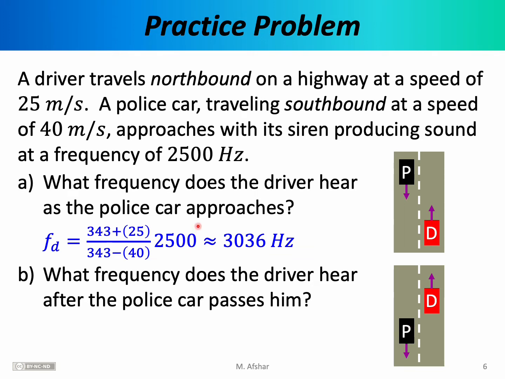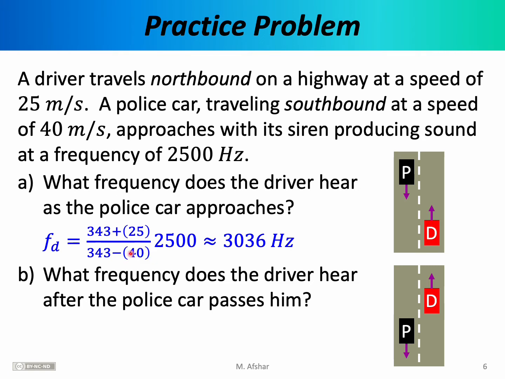In scenario A, the source frequency is 2,500 hertz. We do need to know the normal speed of sound. In most cases, we will assume that the normal speed of sound in air is 343 meters per second. We need to know what V sub D is, and in scenario A, the speed of the driver, the detector in this case, is 25 meters per second, so that goes in here. And the speed of the source is 40.